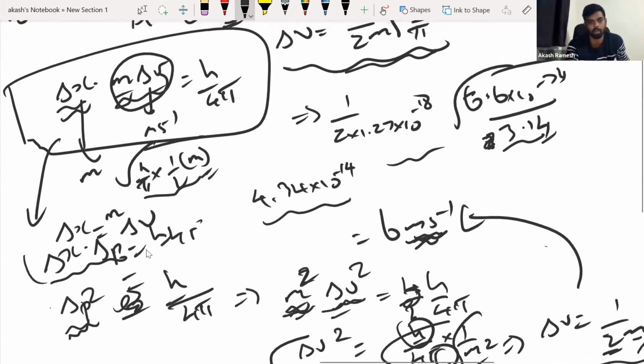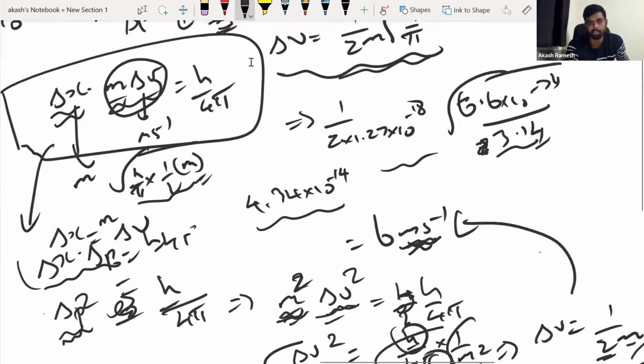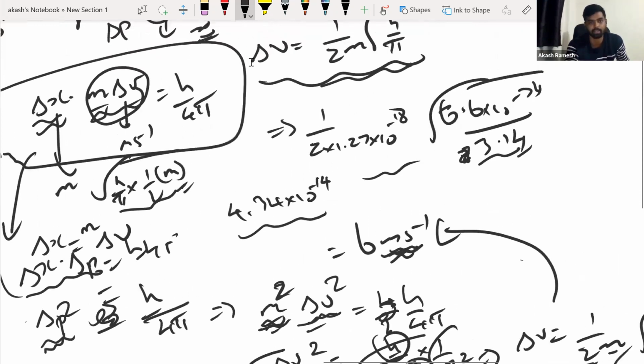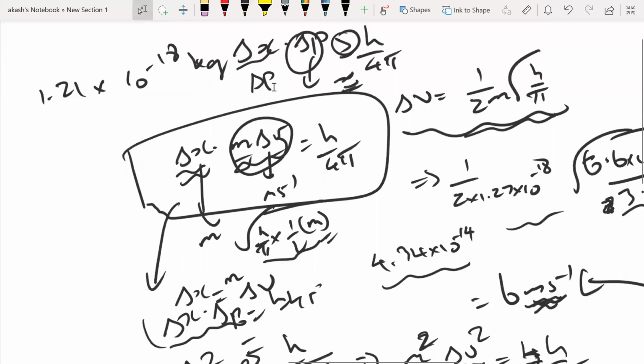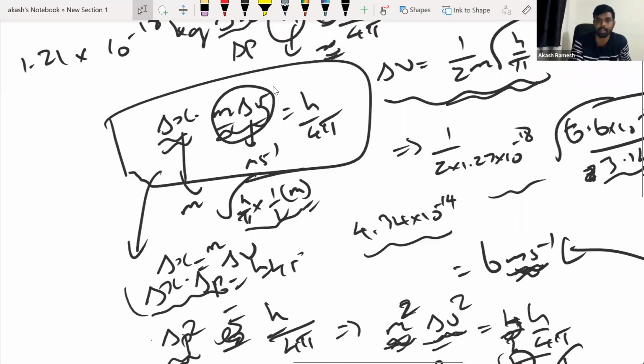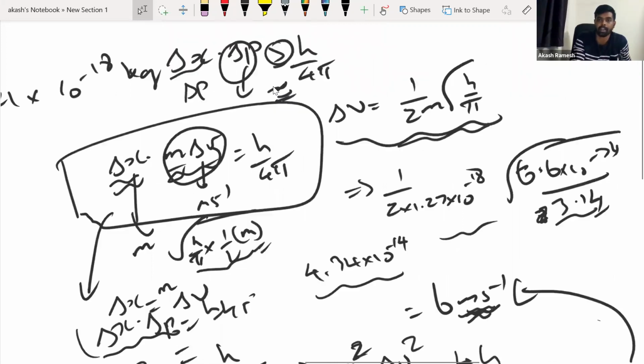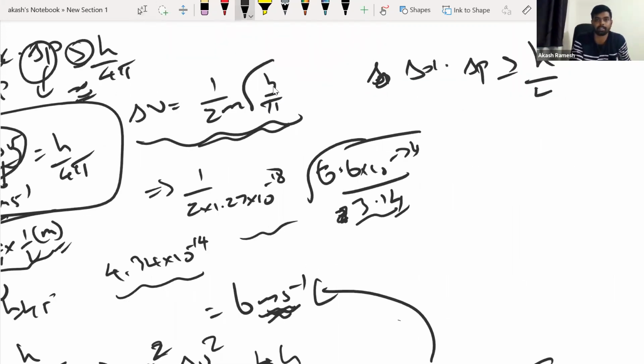I hope everybody understood what we did here. They're telling uncertainty in position and uncertainty in momentum are both the same. So either of these can be written again as delta p. So we did that. Can you once write the Heisenberg uncertainty principle formula? Okay, I'll write. It would be delta x into delta p is greater than or equal to h by 4 pi. This is the formula.